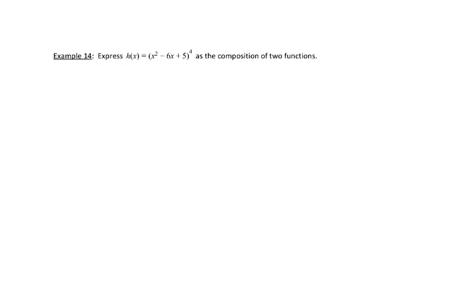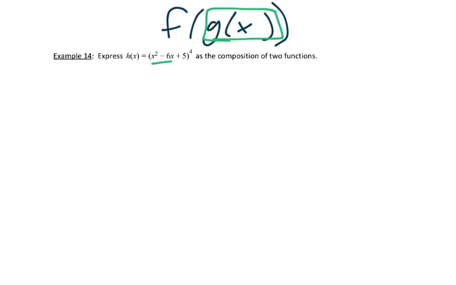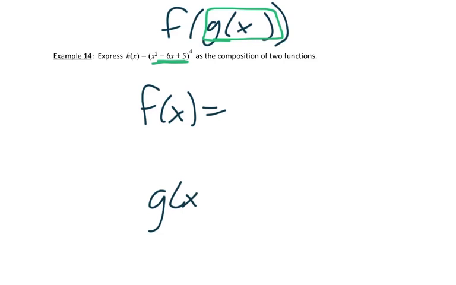We'll do one more here as an example. Again, we'd have f of g of x. g of x is the inside part, so we look for what's inside here. So we'd have f of x equals, and g of x equals. The inside part was x squared minus 6x plus 5. So that's what we write for g of x.